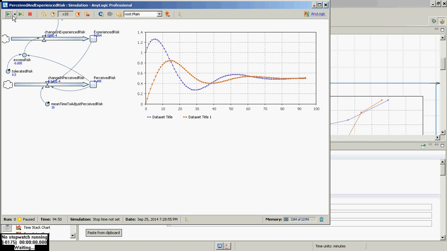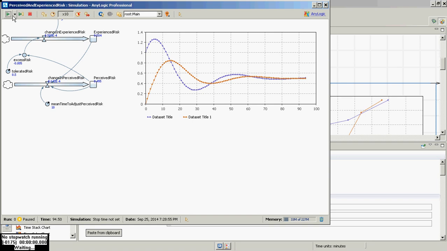By the way, why do I say perceived risk? I could see a very nice exam question. Even a pop quiz question. Why do I say perceived risk is a delayed version of experience risk? Because the bottom construct here is what? It's a first order delay. It's a first order delay of which target? Of experience risk. Experience risk is serving as the target here.